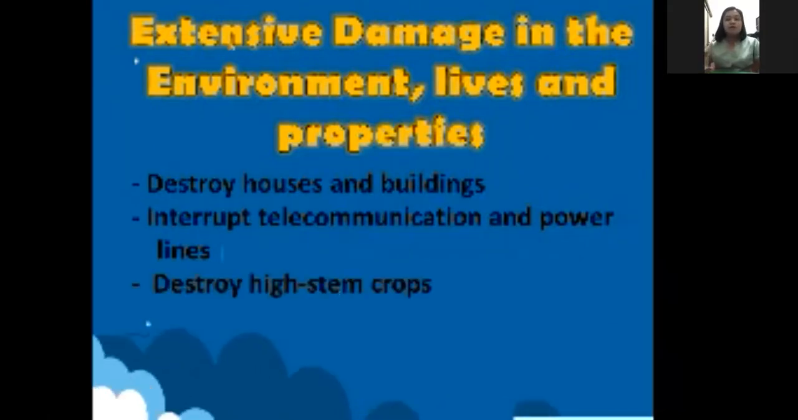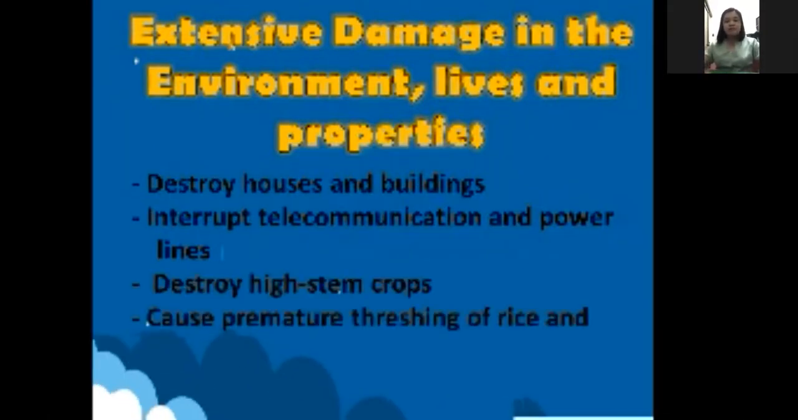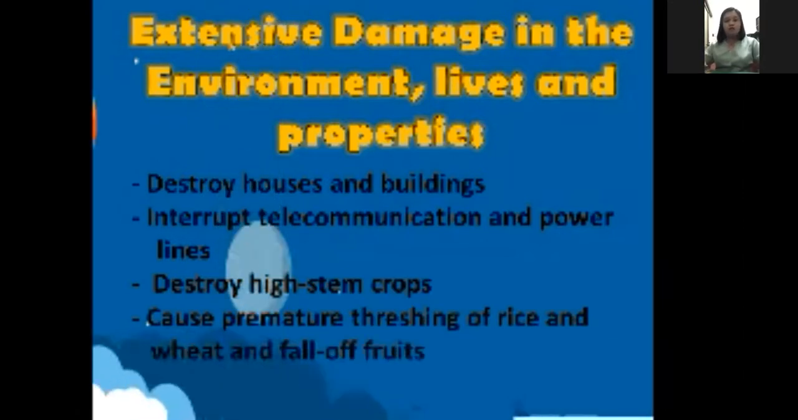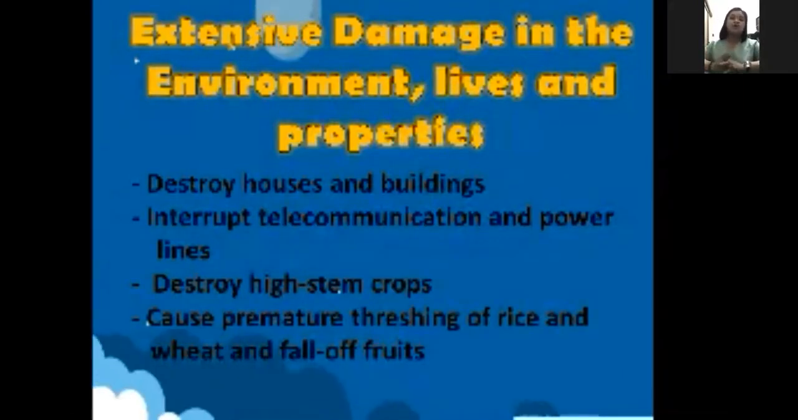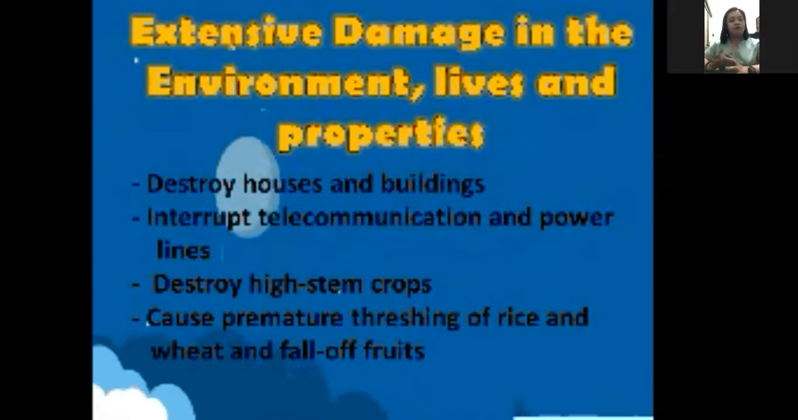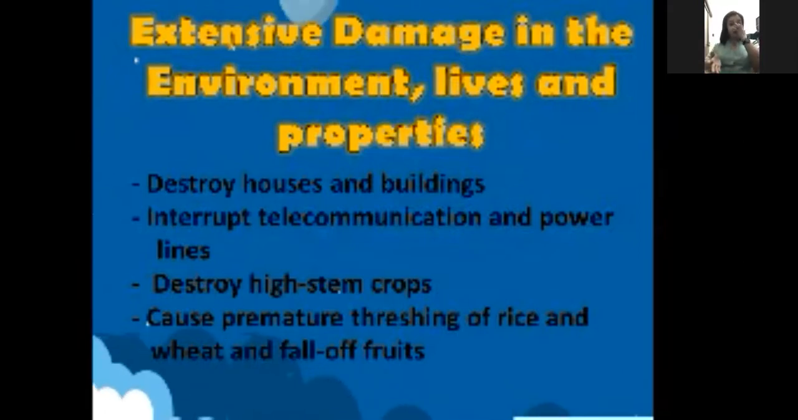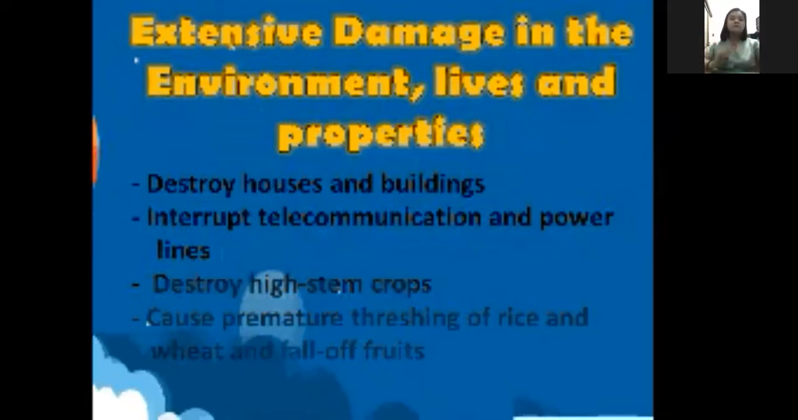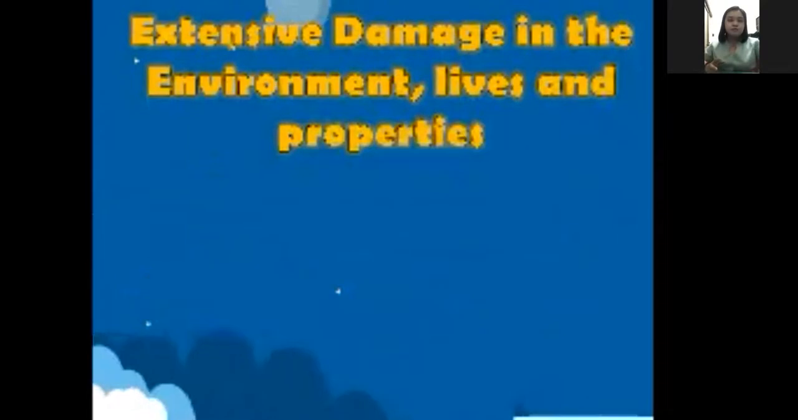Next, it destroys high stem crops and causes premature threshing of rice and wheat and fall of fruits. That's true. They really affected the plants, the farm, and everything, the lands of the farmers. They really had an extensive damage on that environment or property. Next, what else?